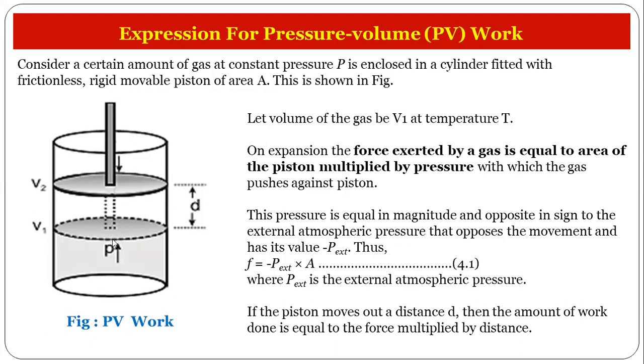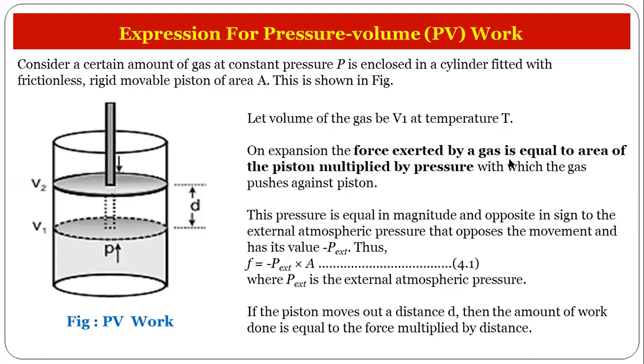Initially, the piston will be here. Initially, the volume will be V1. If the gas expands, what will happen? This gas will push the piston upwards, so the volume will be changed. Initially, the volume of the gas is V1. After expansion, the volume will be changed. It becomes V2. So, on expansion, what will happen?